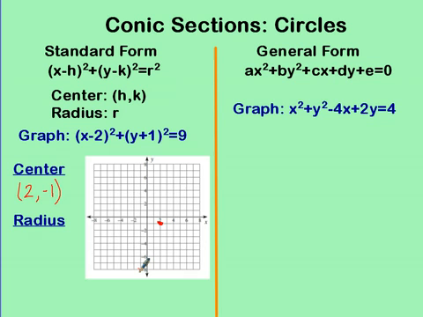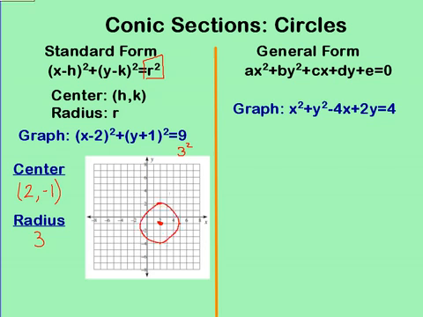And the radius is just r. Now keep in mind, here it is written as r squared, so we can write 9 as 3 squared, so our radius is just 3. So to graph this from your center, I always go up 3, to the right 3, down 3, and to the left 3, and then just draw a circle connecting all of those points.